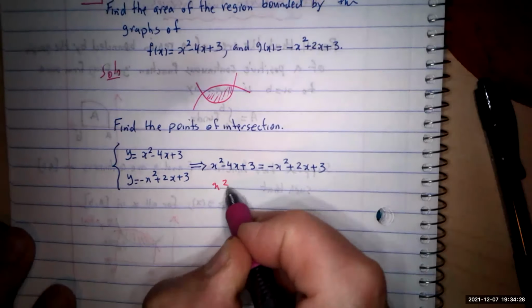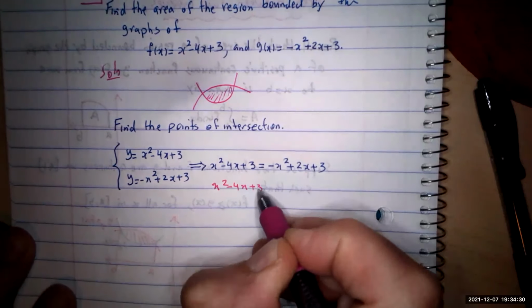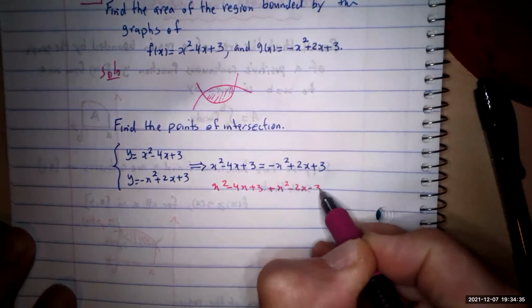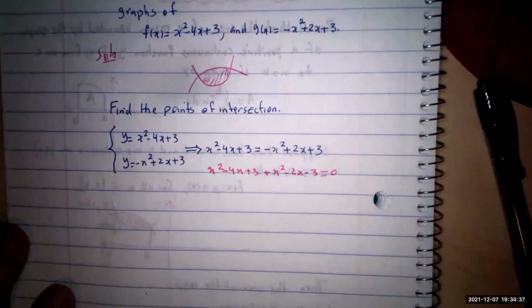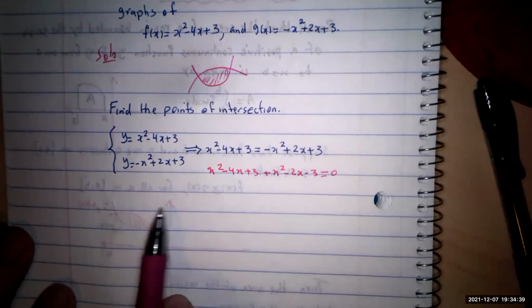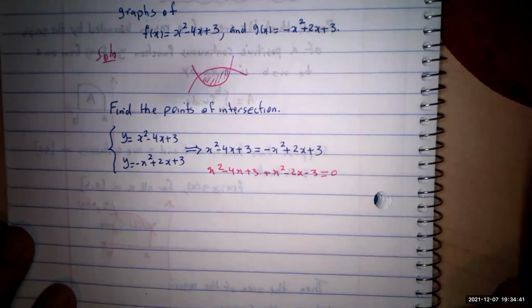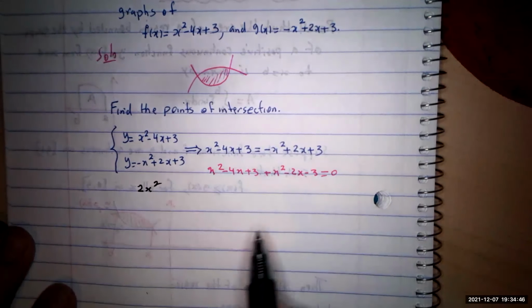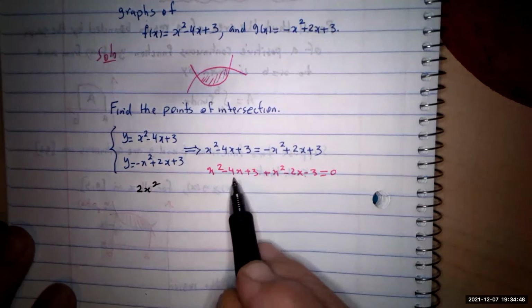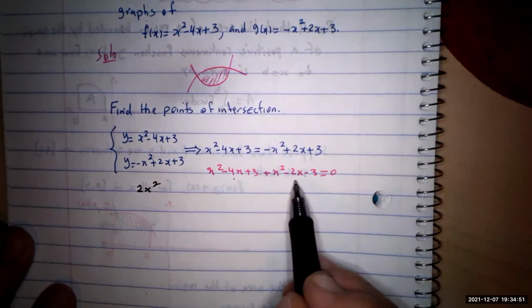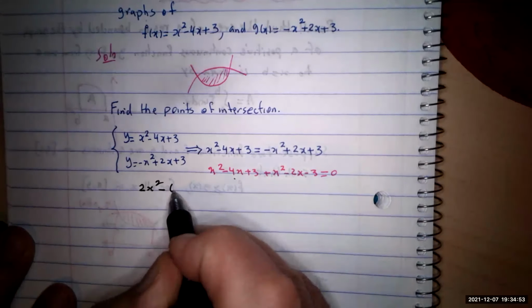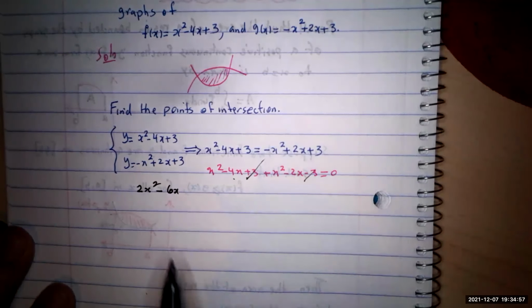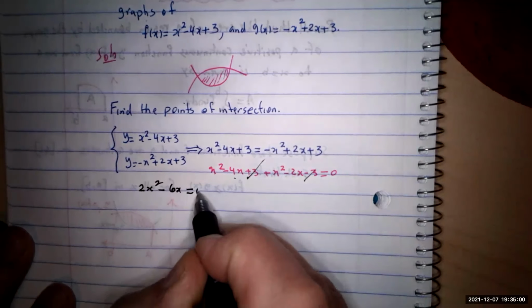So you have x squared minus 4x plus 3, so this would be positive x squared minus 2x minus 3 equal to 0. Carefully simplify it. So x squared and x squared would be 2x squared. Negative 4x and negative 2x would be negative 6x. And in this case, the 3 and the negative 3 will be canceling out. Okay, so that gives you equal to 0.